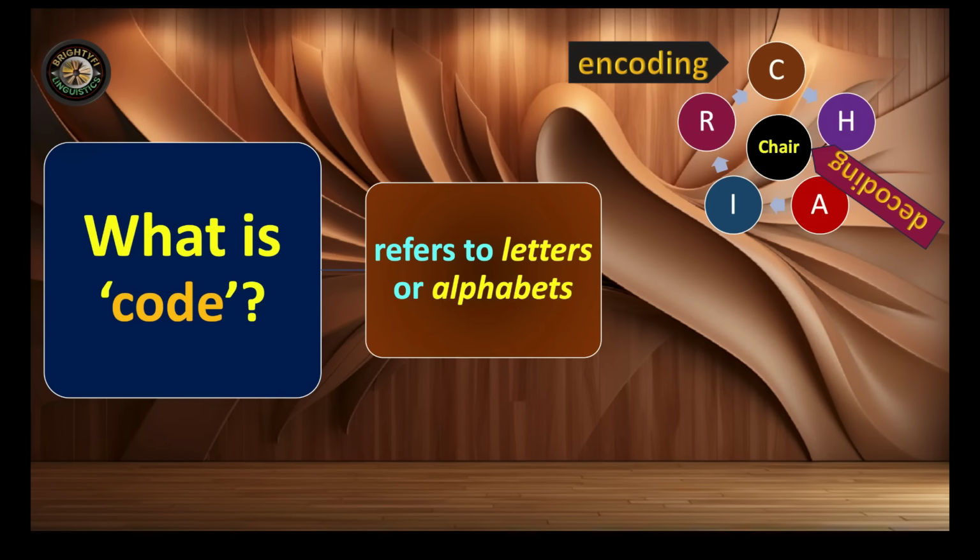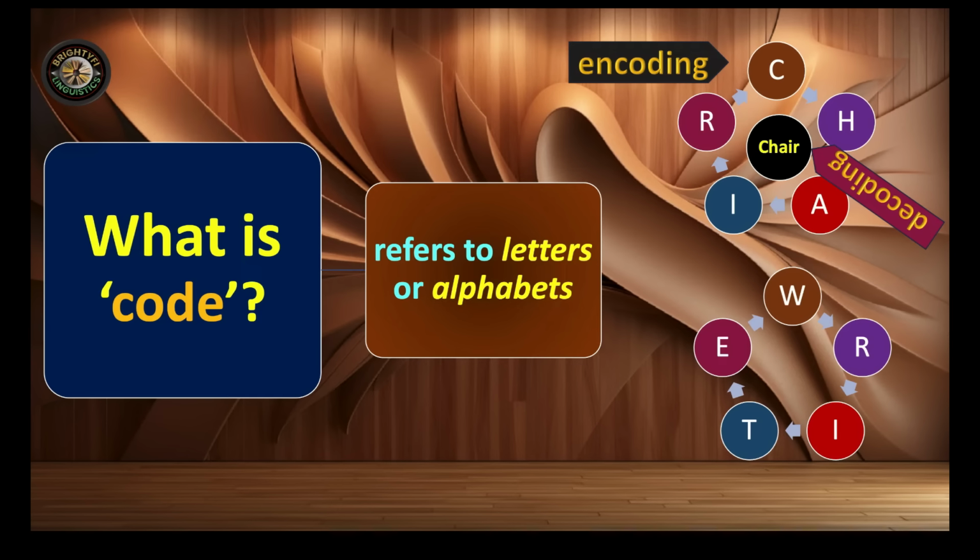Let's have another example. We have a code W, we have another code R, I, T, E. So we have these different codes, and with the help of these different codes, we are going to encode them, and this will help us form a new word, write. And when we say write, that is to say we are decoding the information. Meaning comes out to us. We understand what it means.